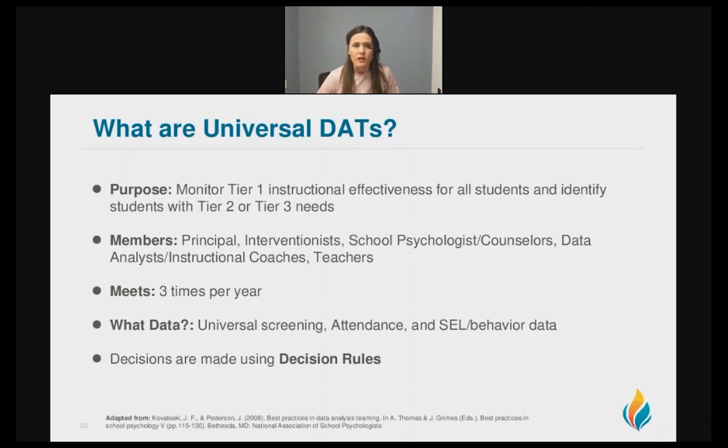So, at the universal level, the purpose of this is to monitor whether or not, again, what we're doing with all students is in fact effective. And it also is a place where we are identifying the students who have those tier two and tier three needs. The people that we tend to see involved in a universal data analysis team are going to be folks like our leaders. So thinking about our principals or some administrator that's going to be key to ensuring that we have the infrastructure, the services and supports available to our staff. Somebody from the administrative team should be part of that meeting.